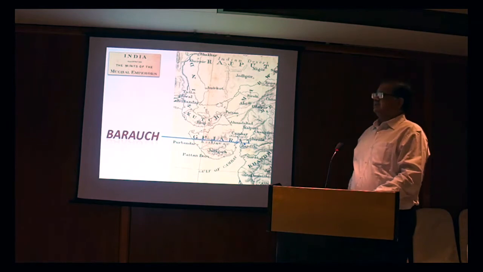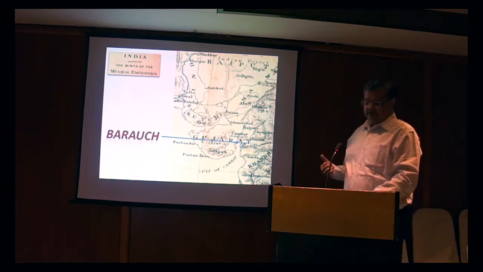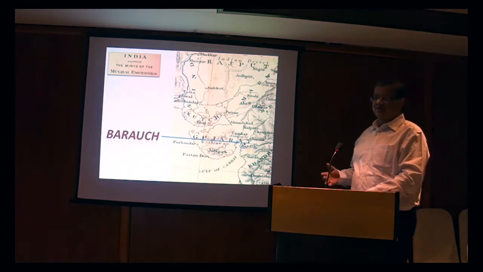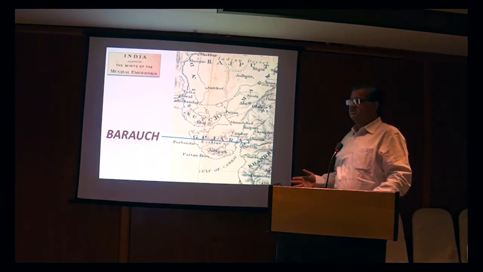We've been seeing that most of the coins that we find are attributed to just one ruler, that's Ibn. Whereas we have coins from a number of rulers.